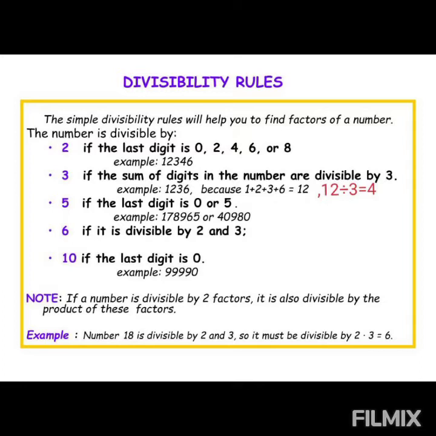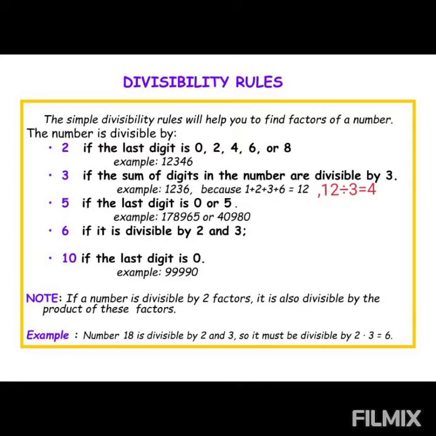If the sum of the digits in the number is divisible by 3, then the number is also divisible by 3. For example, it is given to you 1236. Now if you add all these numbers, 1 plus 2 plus 3 plus 6, you will get 12, and 12 divided by 3 gives you 4. It means 12 is divisible by 3. It means the given number is also divisible by 3.